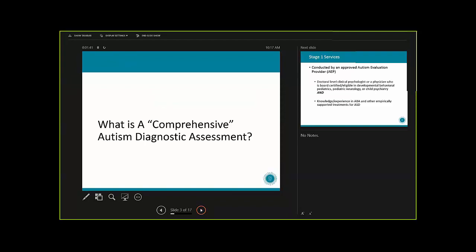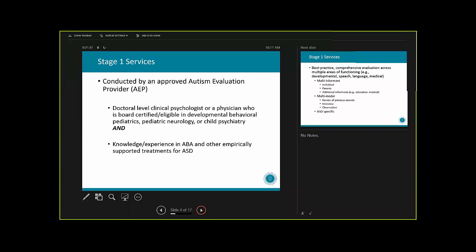So the main point of today: what is a comprehensive diagnostic assessment? In the state of New Mexico, we have what are considered, by these billing guidelines for Medicaid, autism evaluation providers that complete these evaluations. Those individuals who are qualified to be an AEP, or autism evaluation provider, are a doctoral level clinical psychologist or a physician who's board certified or board eligible in developmental behavioral pediatrics, pediatric neurology, or child psychiatry. In addition, that individual needs to have knowledge and experience in ABA and other empirically supported treatments for ASD.